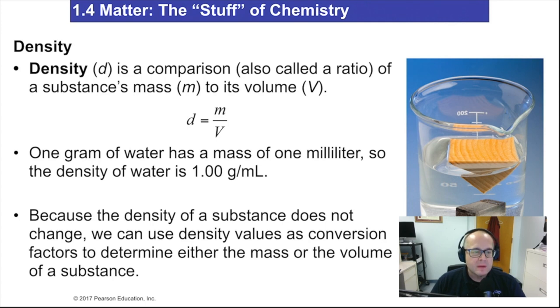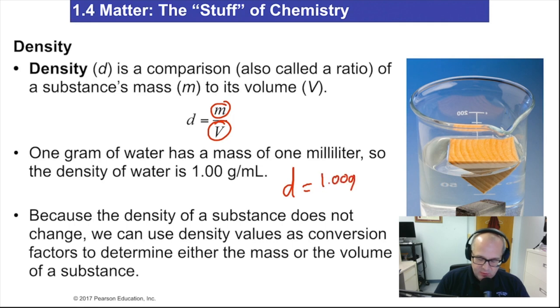Pretty cool, huh? Now, it leads us to this thing called density. Density is a comparison, also called a ratio, of a substance's mass to its volume. D equals M over V. Mass over volume. D equals mass over volume. Now, 1 gram of water has the volume of 1 milliliter. So the density of water, D of H2O, is 1.00 grams per milliliter. That is the density of water.